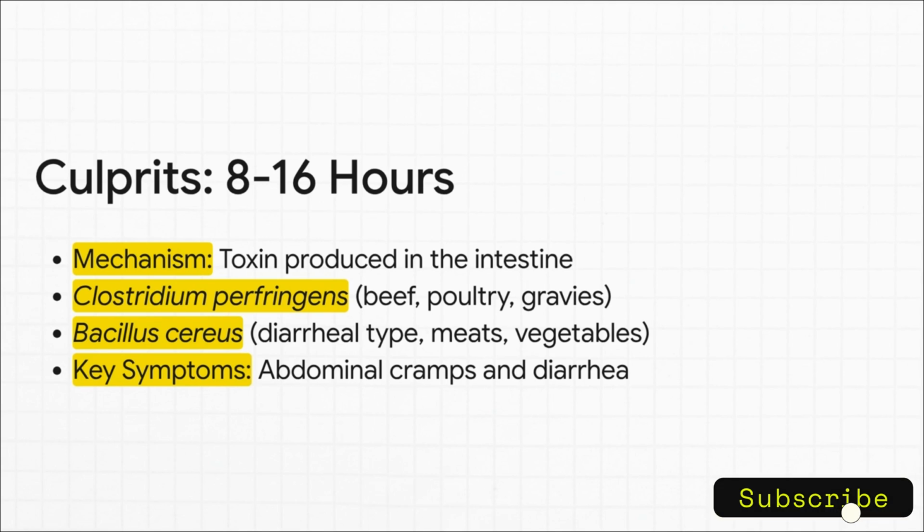All right, now let's say the symptoms take a bit longer to show up, maybe 8 to 16 hours later. Now we're talking a whole different mechanism. In this case, you've actually swallowed the bacteria and it starts producing the toxin once it's inside your gut. To remember the bugs here, Clostridium and Bacillus cereus, just think, come back during the night. And this time, the big complaint isn't vomiting, it's all about those awful abdominal cramps and watery diarrhea.